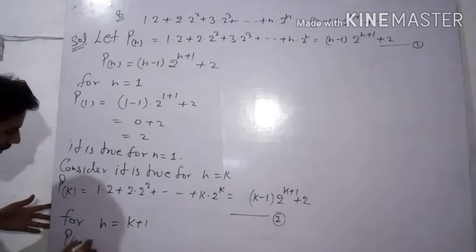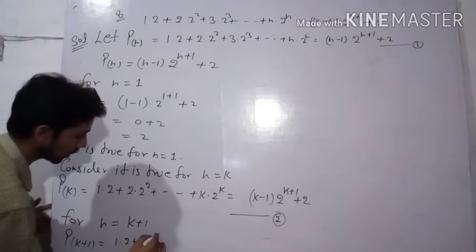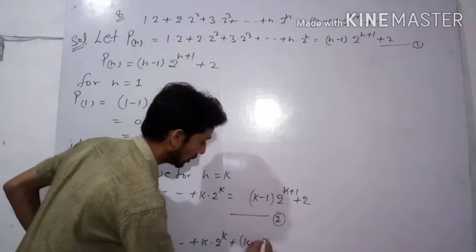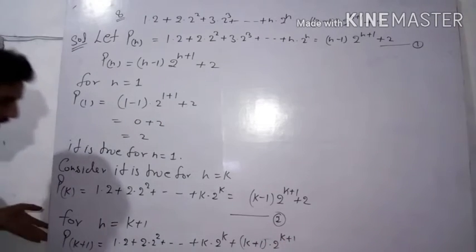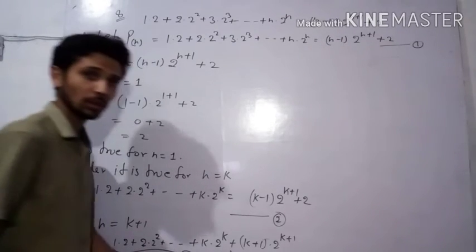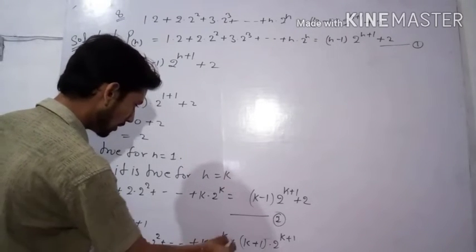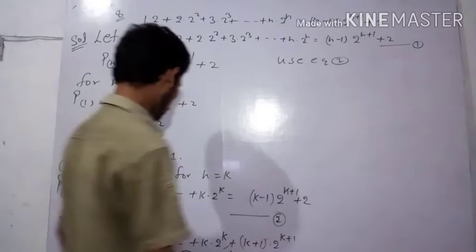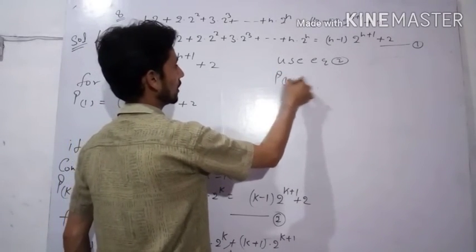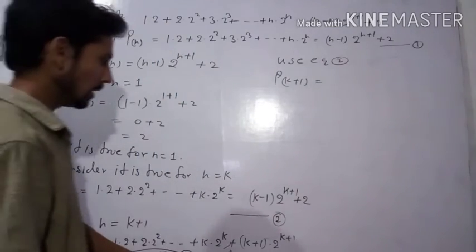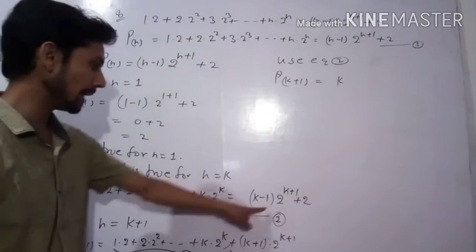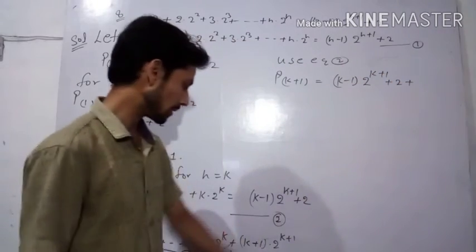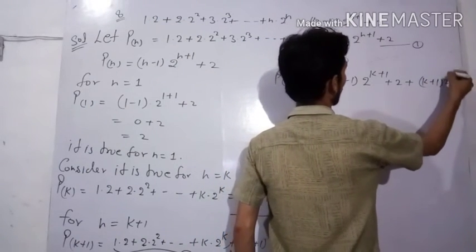So P(k plus 1) is equal to 1 multiply 2, plus 2 multiply 2 square, plus dot dot dot, plus k multiply 2 exponent k, plus (k plus 1) into 2 exponent (k plus 1). At the place of these, use equation 2. P(k plus 1) is equal to, at the place of these, write this value (k minus 1) 2 power (k plus 1) plus 2, plus this (k plus 1) 2 exponent (k plus 1).